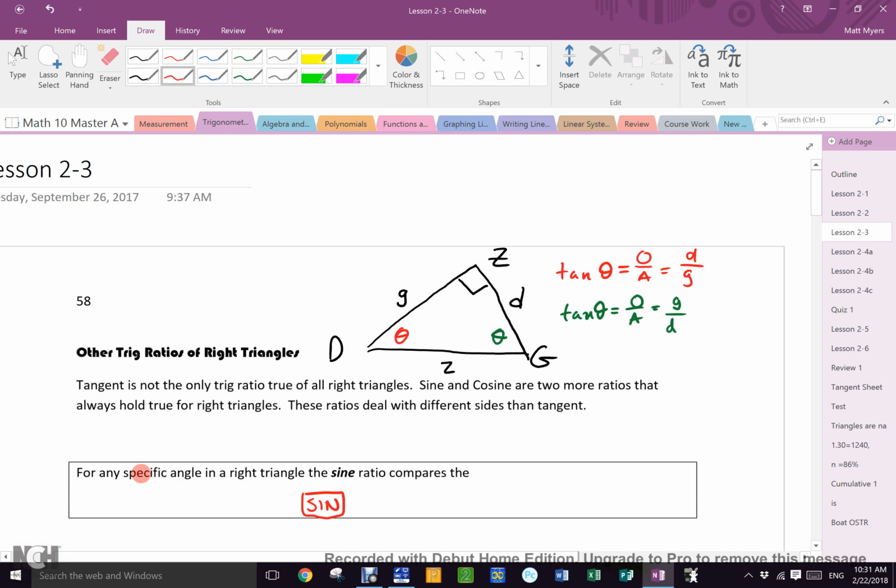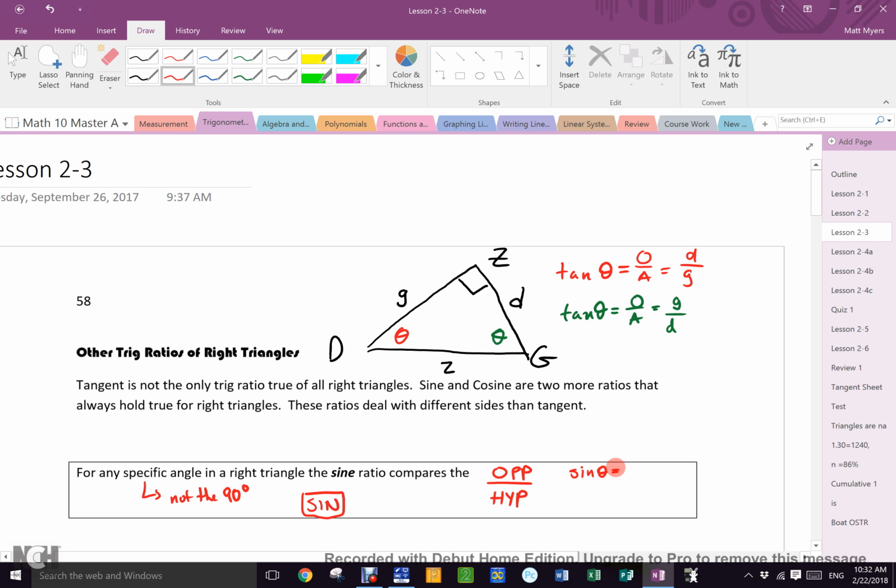Okay. Now remember, what angles can we do this with? The 90 or the other 2? The other 2. So remember, these are not the 90-degreer. And the sine ratio compares the opposite to the hypotenuse. Sine, opposite and hypotenuse.